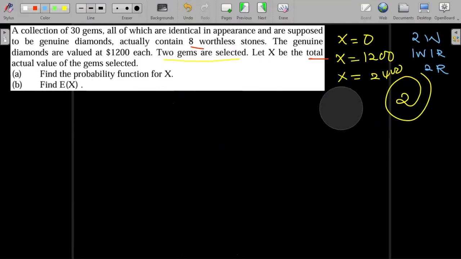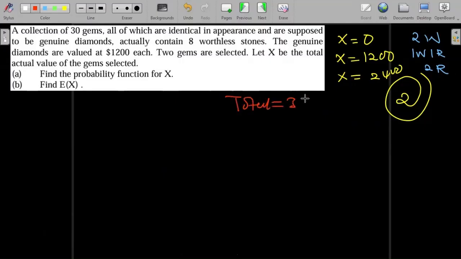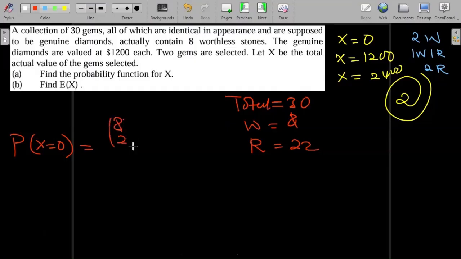So now to find the probability, we are going to be using combinations here. Remember, the total was 30, the worthless ones were 8, and the genuine ones, the real ones, let me put R, they're 22. To find the probability that x is equal to 0, we have two worthless ones. So this probability will be selecting 2 from the 8 worthless ones, and from the real ones I select 0. This is my favorable probability.